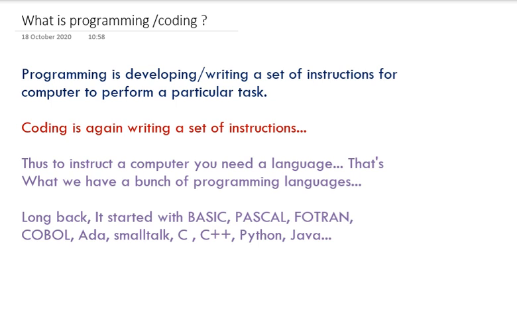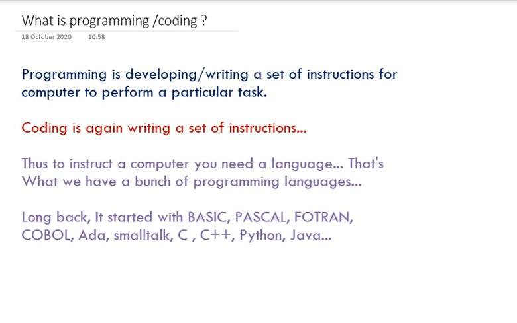Like if you want to find the sum of two numbers, you will write a code for it. If you want to find the discount amount on a price, if the discount rate is this much, so this way there are different tasks. For that you will be writing a program. So that is writing a set of instructions to the computer to perform a particular task.